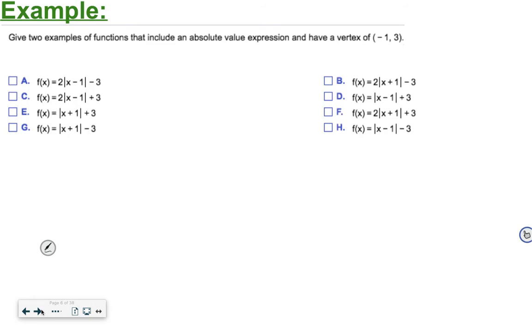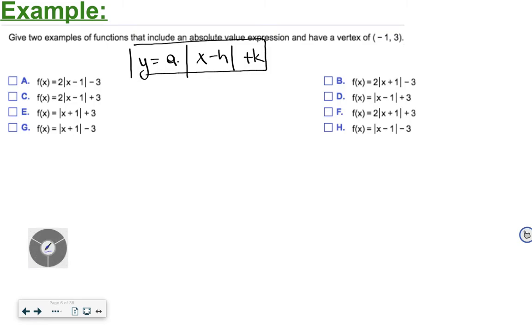Next question. This question is about absolute value expression. Before finding the answers, I would like to review the general form of the absolute value expression. Remember that, ladies and gentlemen, y is equal to a times, in absolute value, x minus h, plus k is going to be your general form of absolute value expression. And h and k are going to stand for the vertex.